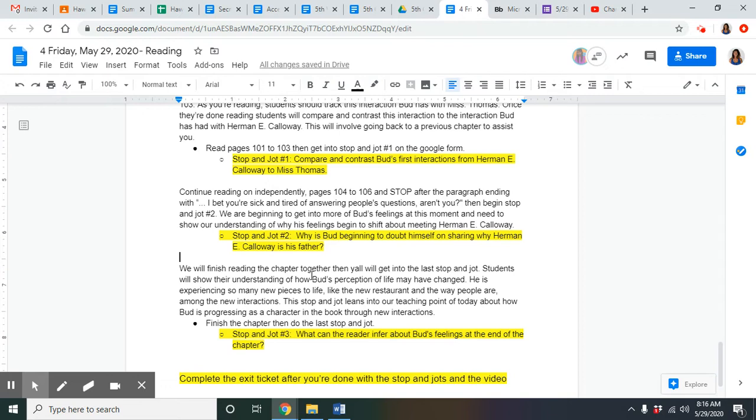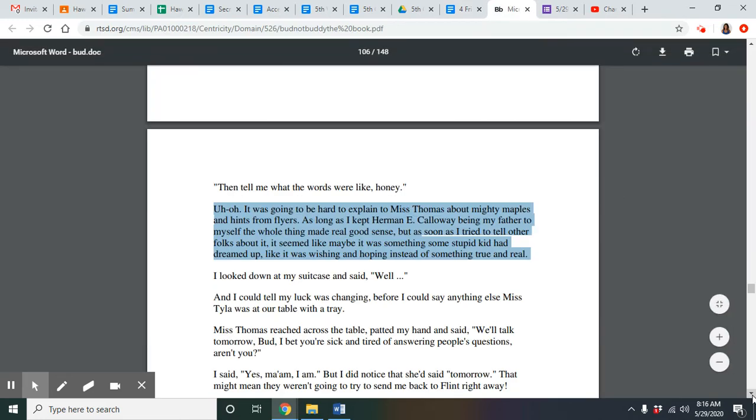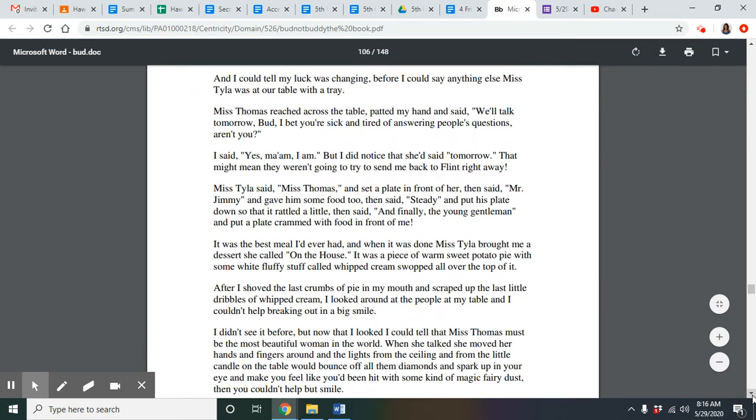So this stop and jot leads into our teaching point of today about how Bud is progressing as a character in the book through new interactions. So we're going to again finish the chapter together, and then you guys are going to do the last stop and jot of what can the reader infer about Bud's feelings at the end of the chapter. So what are we getting from Bud's feelings at the end of the chapter? Let's get to reading the rest of the chapter together.